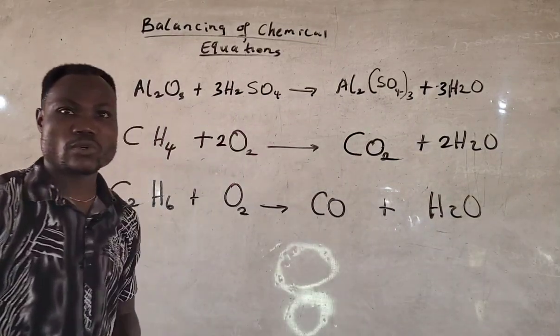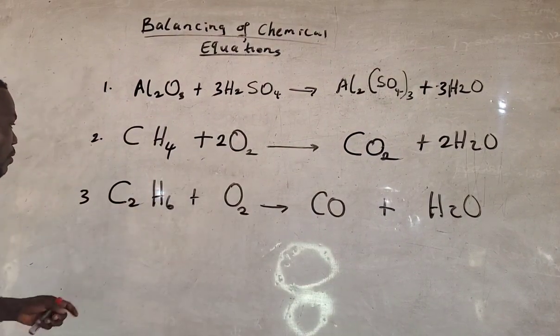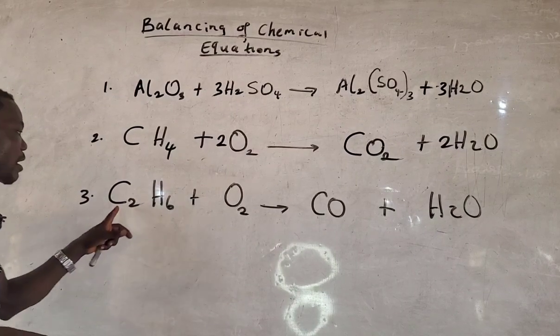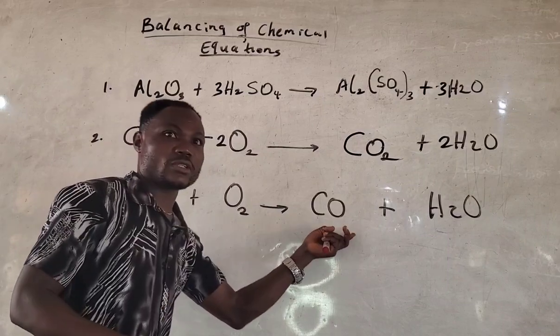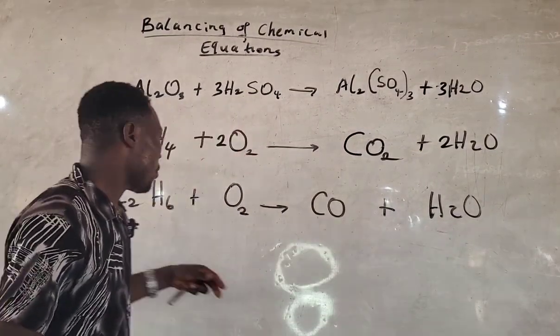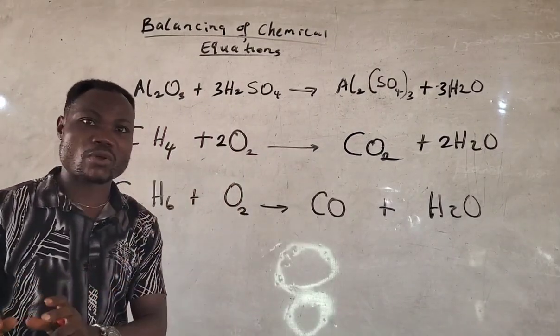Carbon monoxide and water in this case now. So you see, in this reaction here, carbon is 2 here. It appeared once on this side, once on this side. Hydrogen once on this side, once on this side as usual. Oxygen appears once here, twice here. So it will still be the last I will consider.